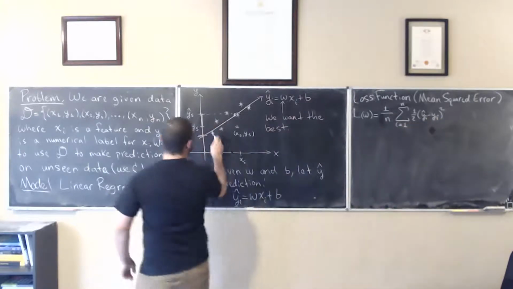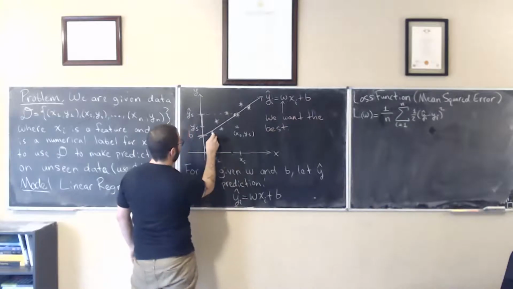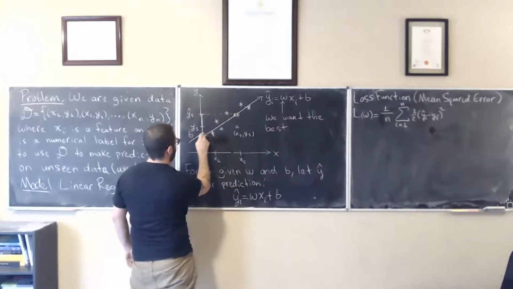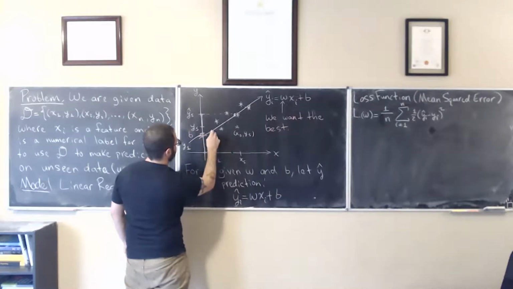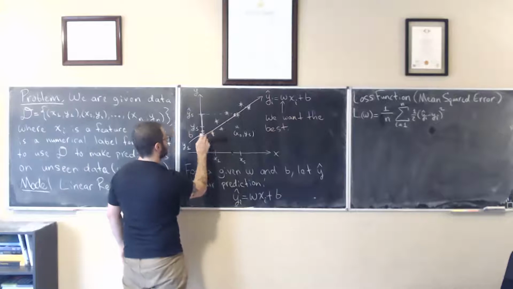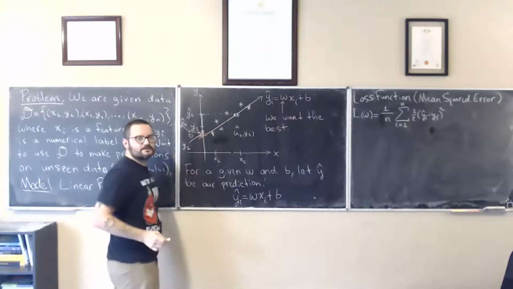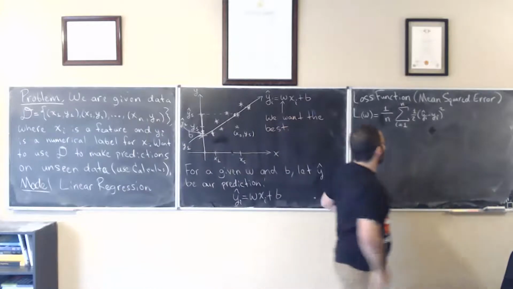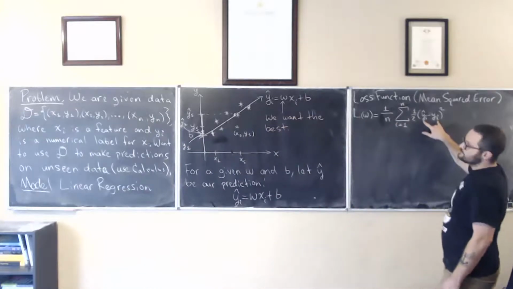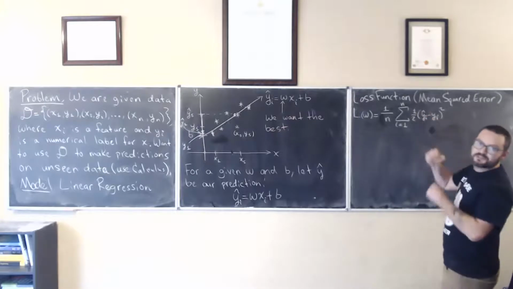What about for the first one? Here's x1. And then right there, that would be y1. And then our prediction would be like right there. So it'd be y1 hat. So how far is that distance? So if these are always really far apart, right? Then this sum is going to be big.